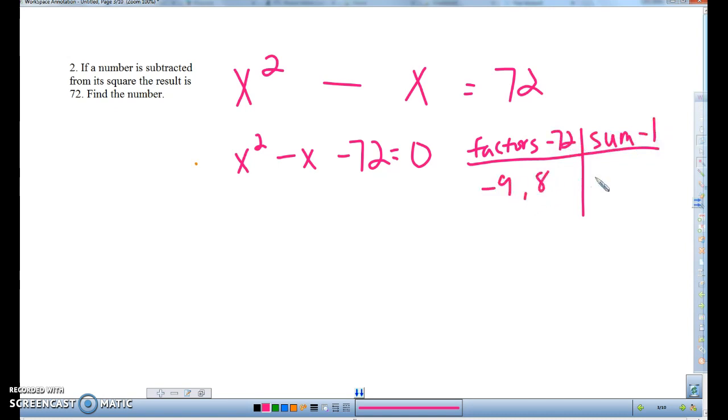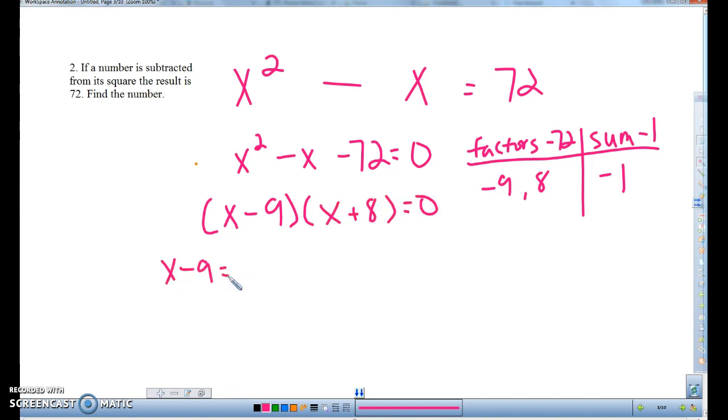Negative 9 and positive 8 should work. I factor it, x minus 9, x plus 8. I set both things equal to 0. And my two options for x then would be positive 9 and negative 8 once I solve both equations.